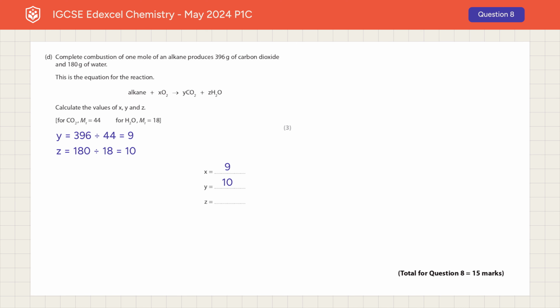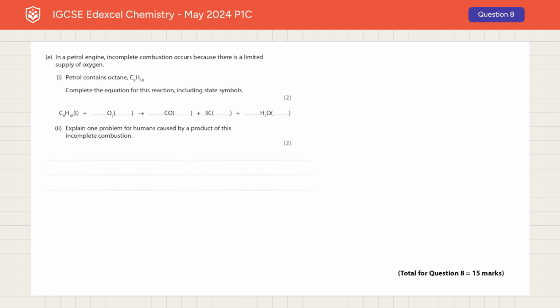The combustion equation is now C9H20 plus xO2 goes to 9CO2 plus 10H2O. Finally, we balance for oxygen to find x. On the right, we have 9 times 2 plus 10 equals 28 oxygen atoms, so we need 14 O2 molecules on the left. Therefore, x equals 14.